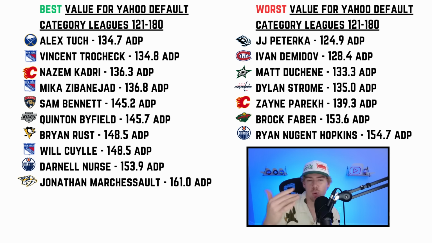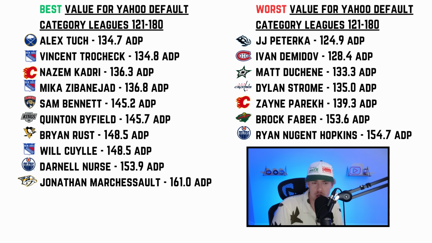For the next range, like 120 to 180, Alex Tuch covers so many cats. Really good price here. One of my favorites. Vincent Trocheck. Some concern today. As I was recording this, I saw they talked about putting Alexis Lafreniere on power play 1 in some spots. Don't know if that's going to happen. Obviously, that limits Trocheck's upside, but regardless, he's going to help you fill your hits category every single week, and this is just a really good price.